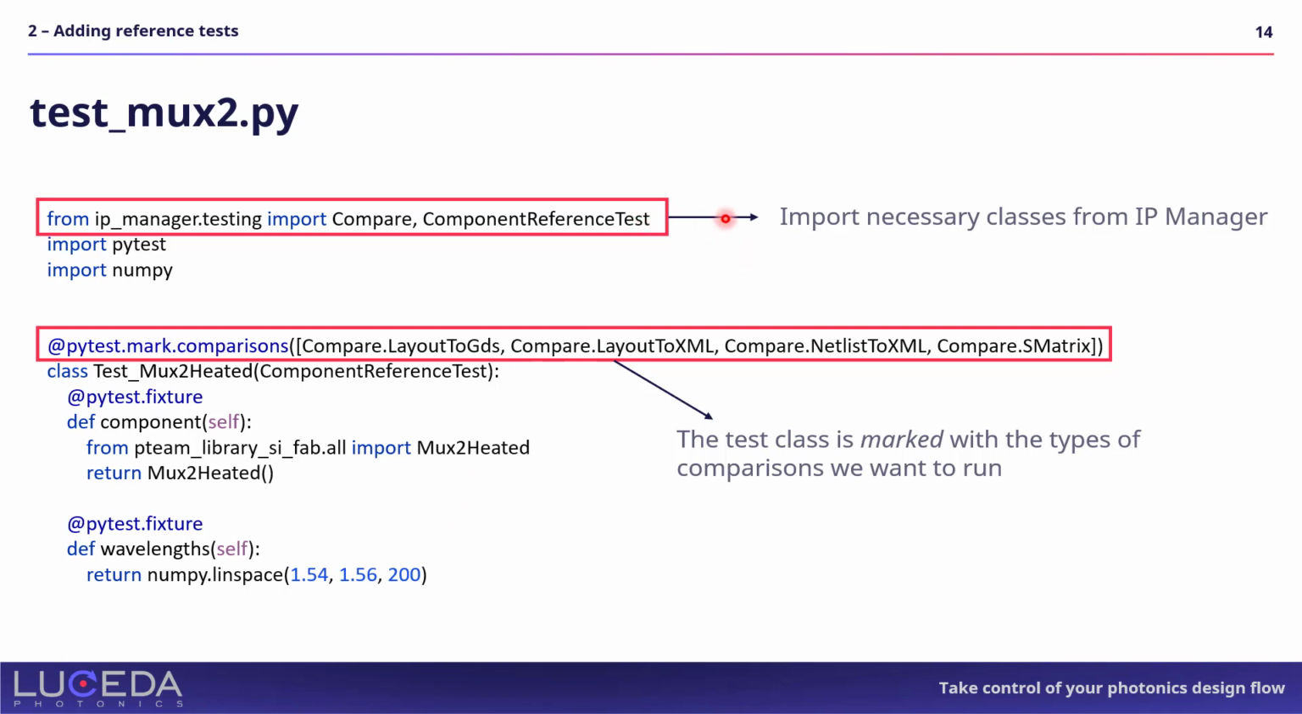We start by importing the necessary classes from IP Manager, compare and component reference test. We then add a PyTest mark to define the types of comparisons that we want to run. We have layout to GDS, layout to XML, netlist to XML, and S-matrix. We are going to see in the next slide more details about these tests.